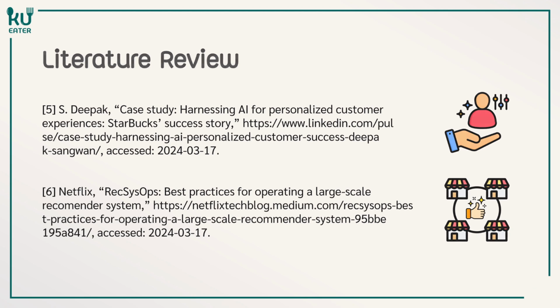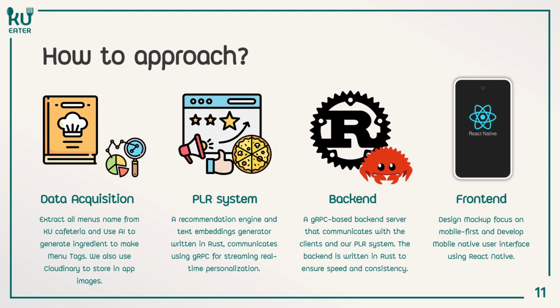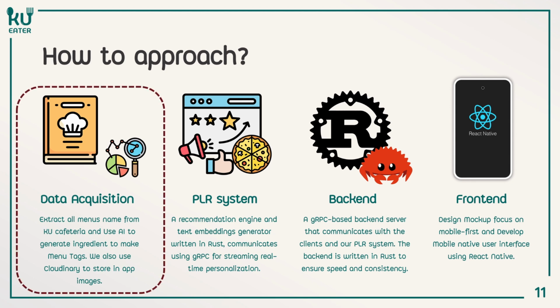So now we go through our approach on this project. I'm going to split this into 2 different parts: the first one is pre-development and the next one is development. In pre-development, we have data acquisition. What we do is extract all the menu names from the KU cafeteria and also use AI or an LLM to help us generate ingredients and menu categories. It helps us a lot. There will be some inconsistencies, but we can clean them later.